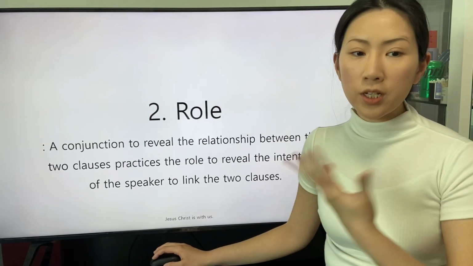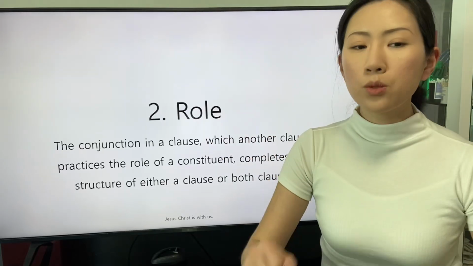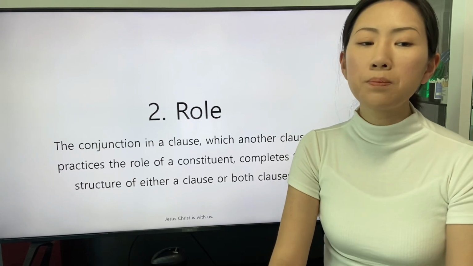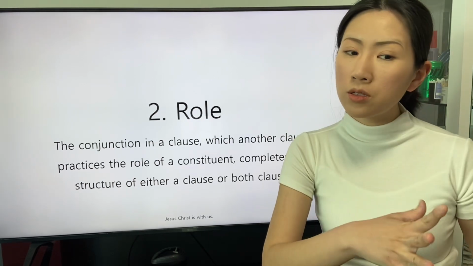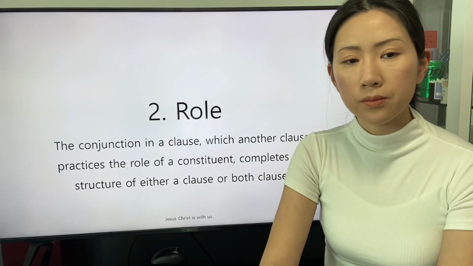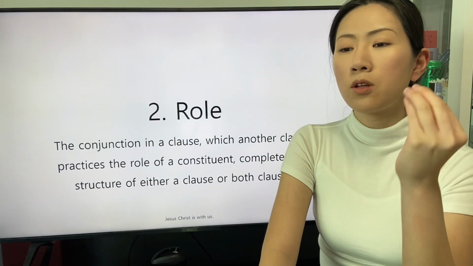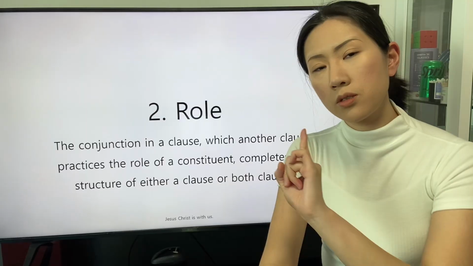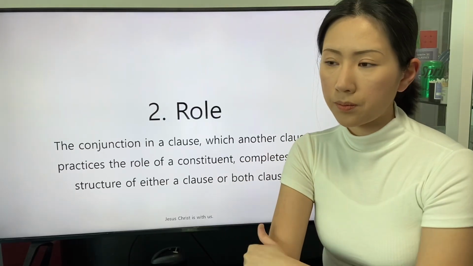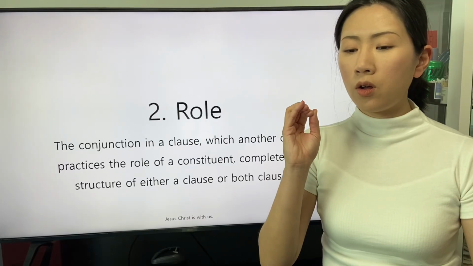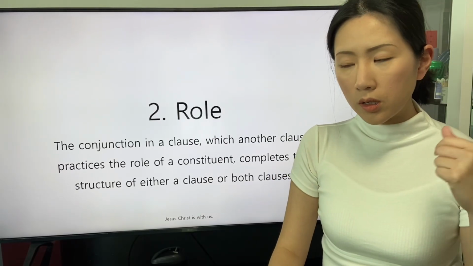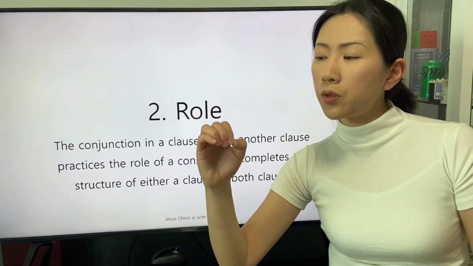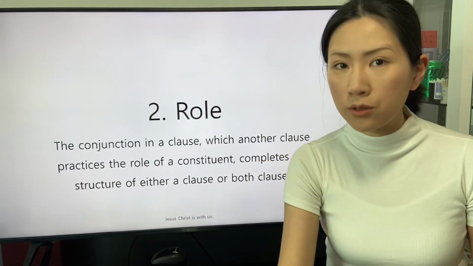The role of a conjunction is this. The conjunction in a clause which another clause practices the role of a constituent completes the structure of either a clause or both clauses. This role tells us about the relationship between a clause and the other clause that constitutes the clause. The conjunction is applied for a clause to complete the structure of the other clause.